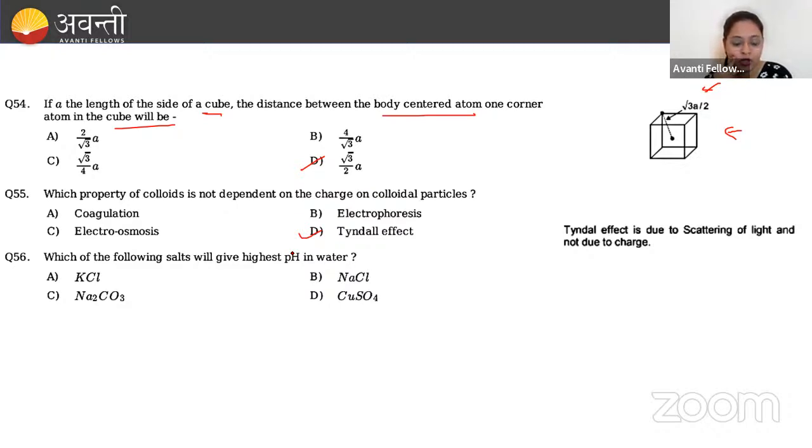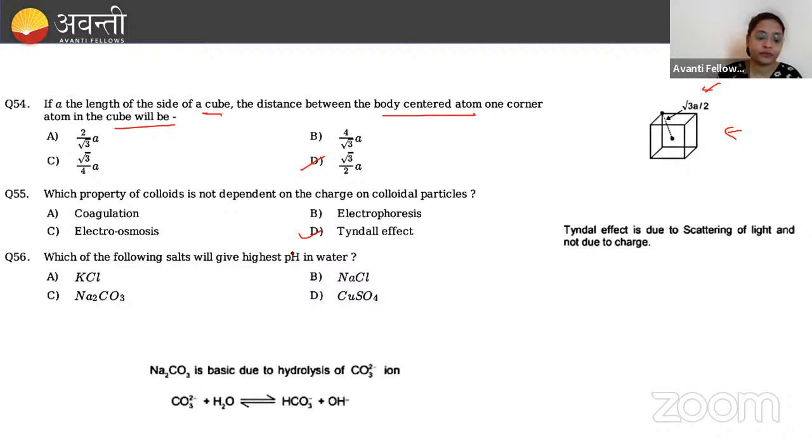So here, which of the following salts will give the highest pH in water? KCl, NaCl, Na2CO3, CsSO4. When you dissolve them in water, what will happen? Whether it will give H plus ions or OH minus ions into the solution. When it dissolves in water, what is going to form, and when it reacts with water, what are we going to get? When we dissolve KCl in water, we get KCl plus H2O.